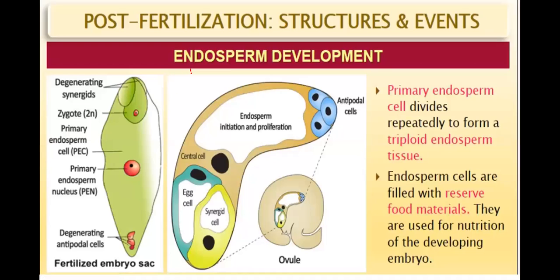Now, what is endosperm development? Primary endosperm cell, it is the primary endosperm cell. This primary endosperm cell divides repeatedly to form a triploid endosperm tissue. Endosperm cells are filled with reserve food material. They are used for nutrition of the developing embryo.